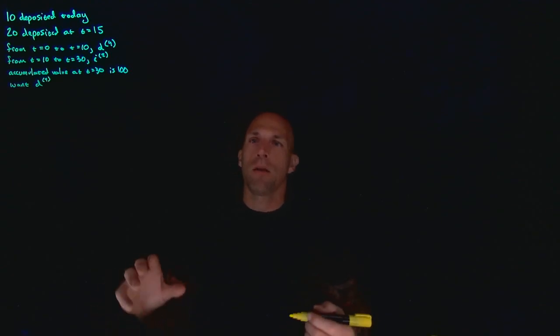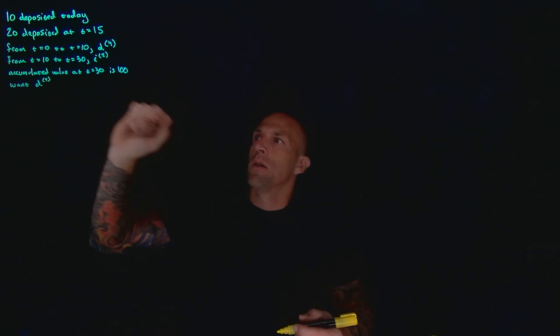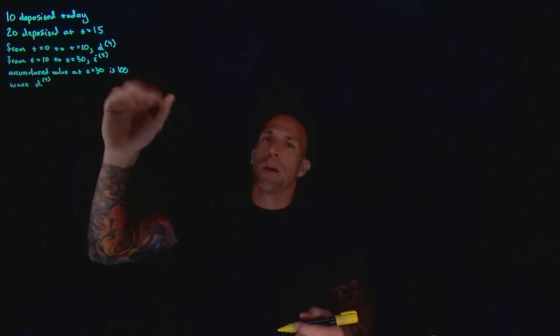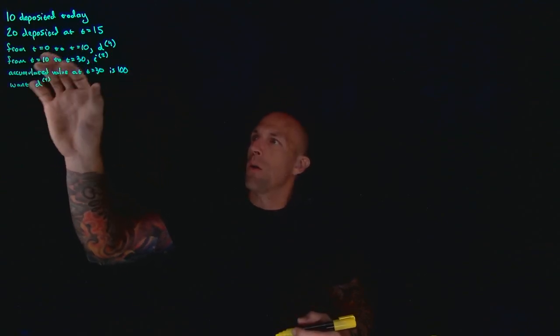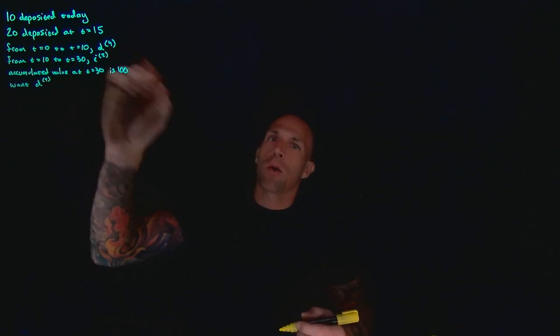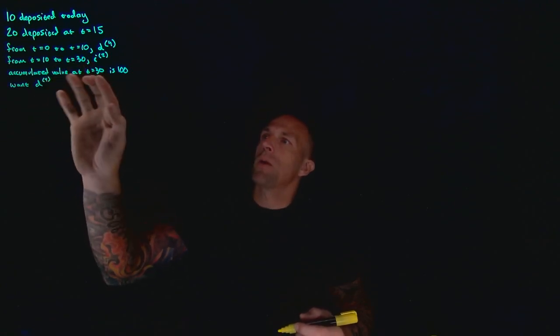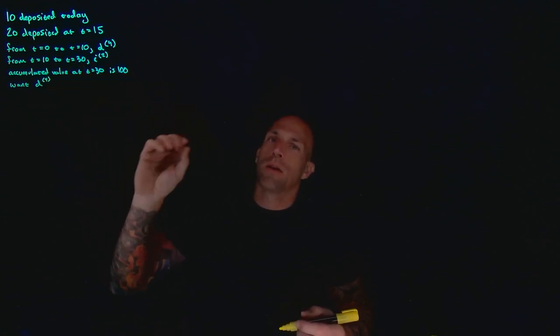This is problem number 9. We are given a deposit of 10 that's made today, a deposit of 20 that's made 15 years later. And we're told that during the first 10 years, we compound a discount rate quarterly, and we don't know what that discount rate is. And then during the last 20 years, we compound an interest rate semi-annually.